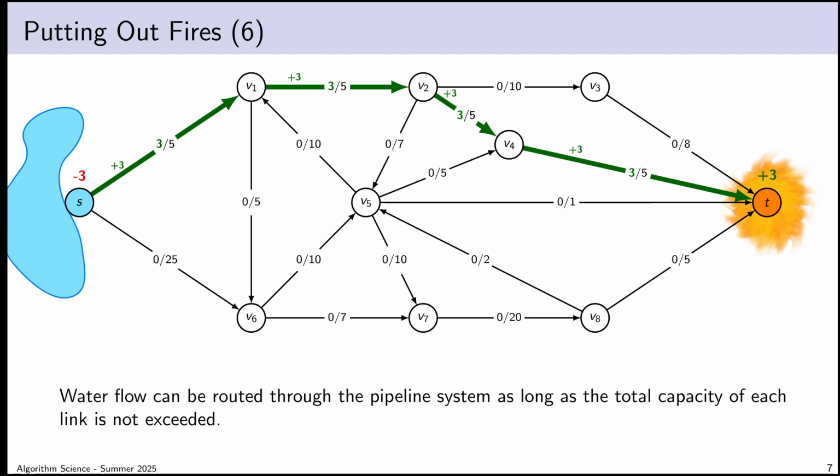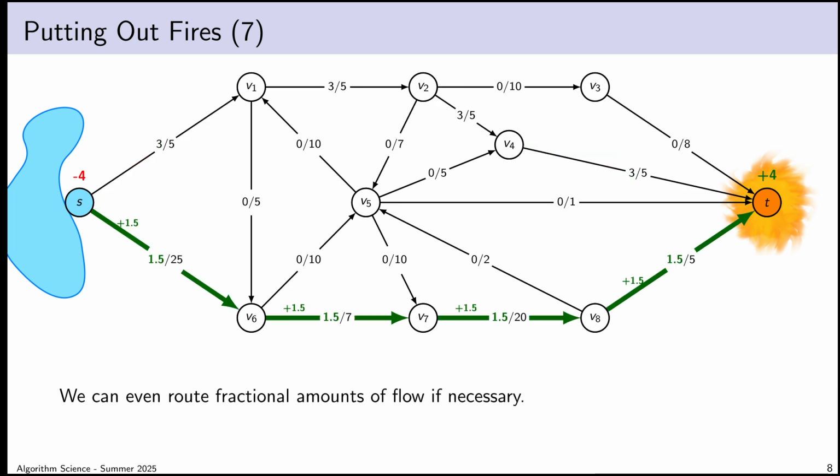So one example of a way I could route water through my pipeline network is I could send 3 units from vertex S to vertex V1, and then the same 3 units to V2, and then V4, and all the way to vertex T. So those 3 units end up at vertex T. I can route any amount I want as long as I respect the capacity of each link, and of course the direction. So in this case, the link from S to V6 can carry water in that direction only. I'm not allowed to route water from V6 back to S because there is no link in that direction.